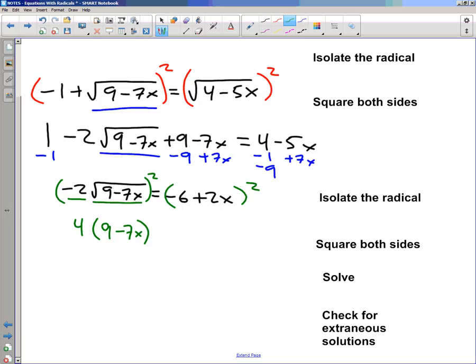Okay, on the other side, we're going to need to use our shortcut here again. Squaring the first term, negative 6, multiplied by itself will give us a positive 36. 2x, when I square that, is going to give me a 4 and an x squared. And then 2 times negative 6 times 2x is going to give me negative 24x.